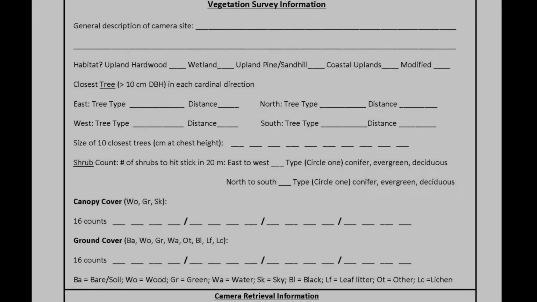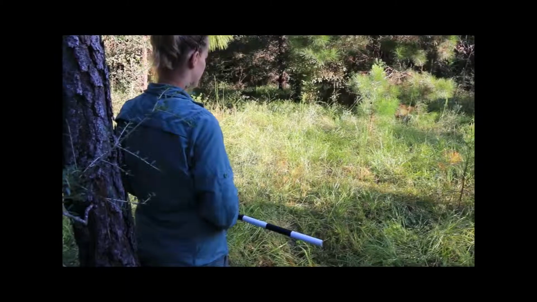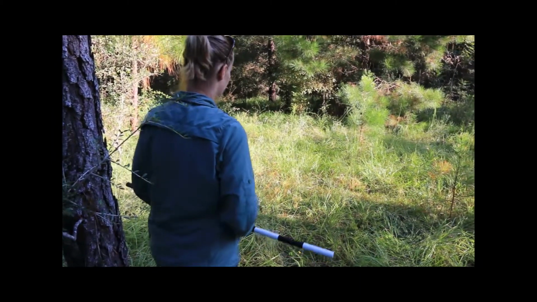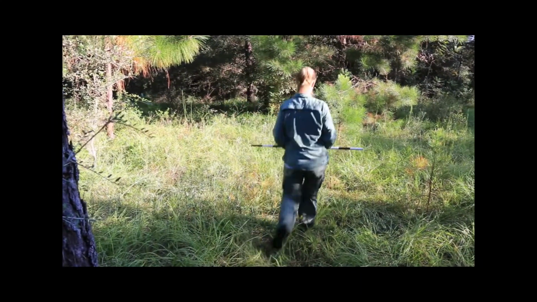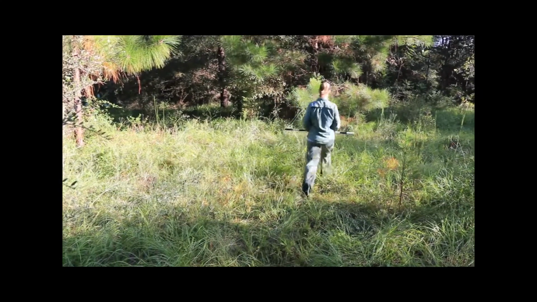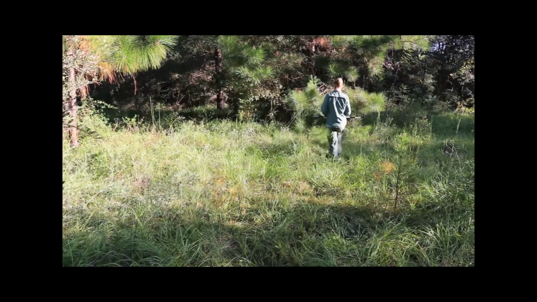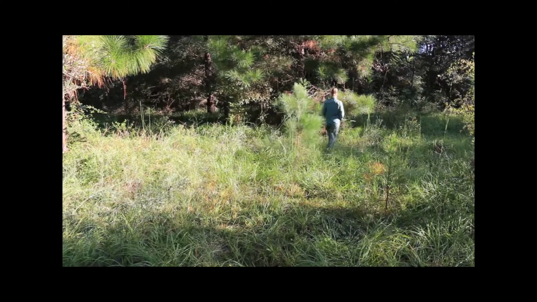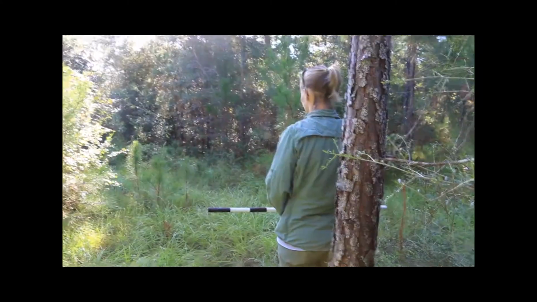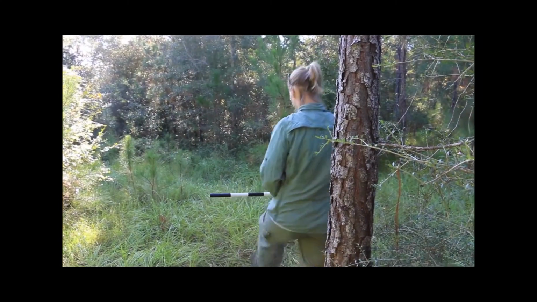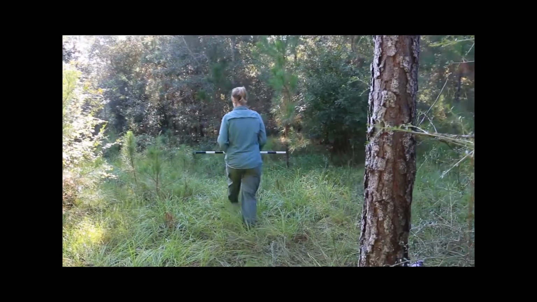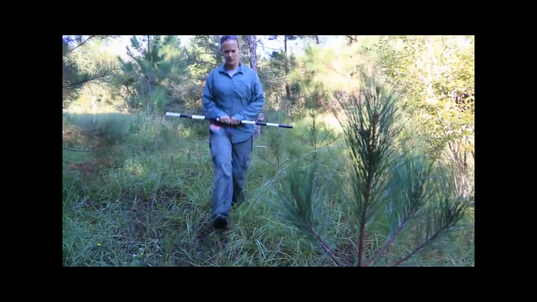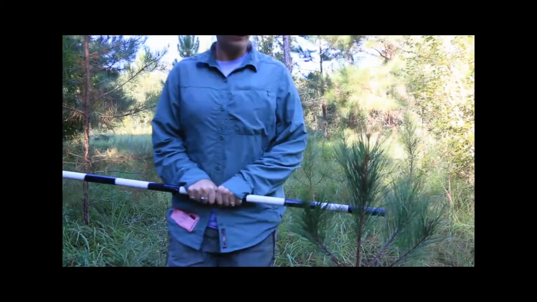The next thing we're going to be looking at is the shrub count. Now this is in 20-meter transects, east to west, north to south of the tree. You're going to go 10 meters out in one direction, holding your meter stick pole at waist height, and you're going to count each shrub or vegetation that actually touches your pole at waist height. You're going to be getting a count of each one and what type it is.